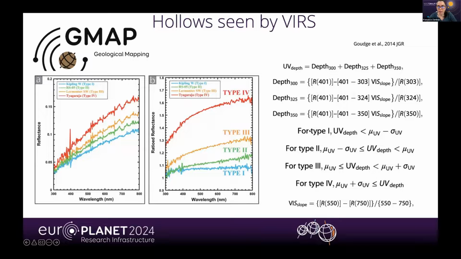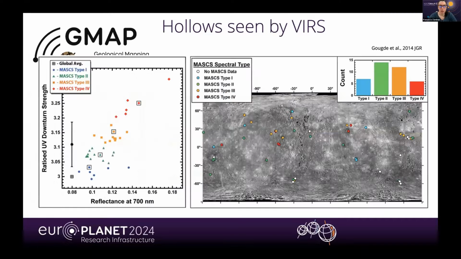Then you can divide in different groups the values you find for different hollows, and so you can define different types of hollows based on this parameter. This is another kind of analysis you can do. You can do it for hollows for sure, but also for other terrains. It's just an example.